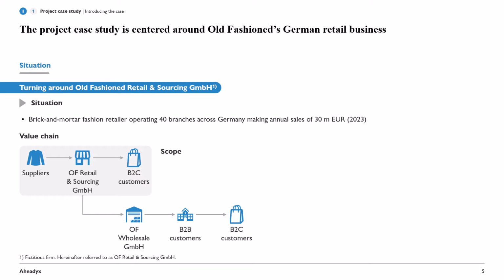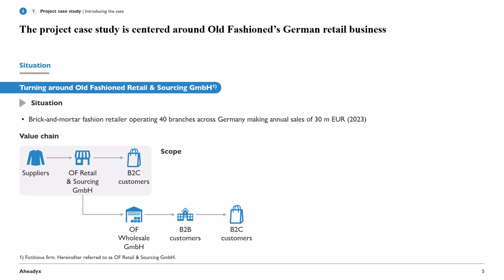This project case study is centered around Old Fashioned, a fashion retailer from Germany that operates some 40 branches across the country and makes annual sales of about 30 million euros. The value chain goes like this: they source the fashion from suppliers from Asia, then they sell it through their stores, and there's also their kind of B2B2C branch in which they sell to wholesale businesses, and these then again sell to B2C customers.